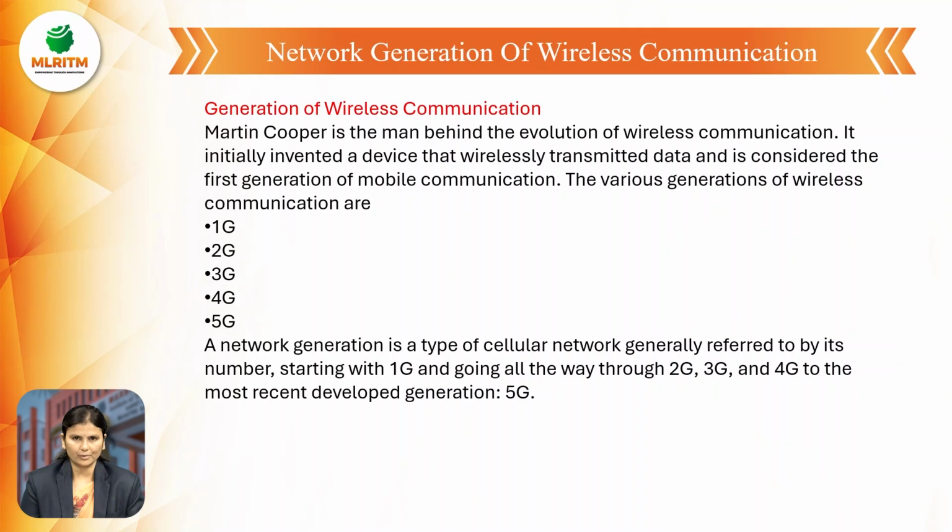Regarding the generations of wireless communication, Martin Cooper is the man behind the evolution of wireless communication. He initially invented a device that wirelessly transmitted the data and is considered the first generation of mobile communication. The various generations of wireless communication are first generation, second generation, third generation, fourth generation and fifth generation. A network generation is a type of cellular network generally referred to by its number, starting with 1G and going all the way through 2G, 3G and 4G to the most recently developed generation, 5G.